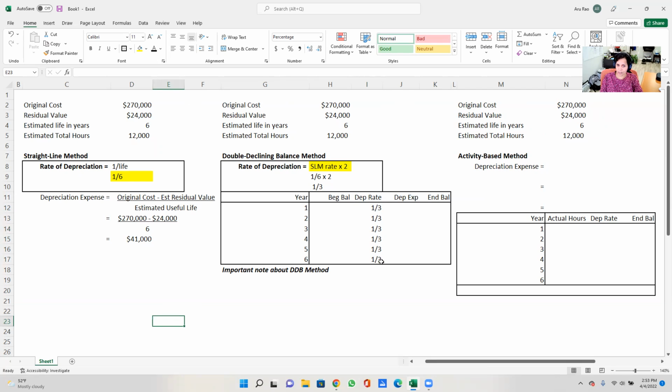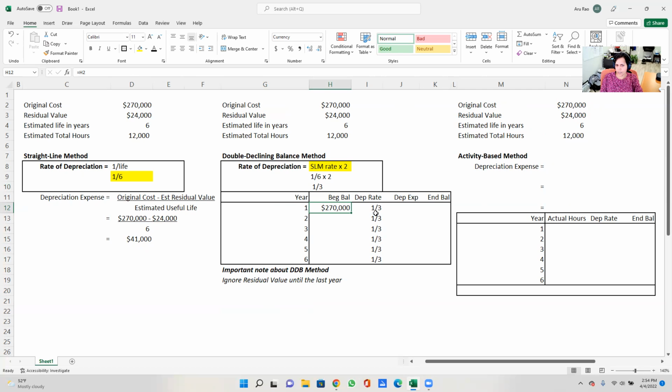But there's a difference. Okay, several differences. Let's start with the important note I have over here. The important note is, ignore the residual value until you get to the last year. So here we said original cost minus estimated salvage value. That's not what we're going to do here. We will start with the original cost. The original cost is 270.